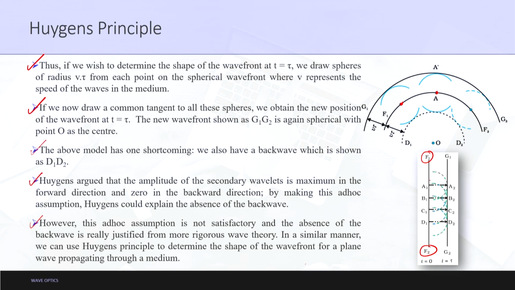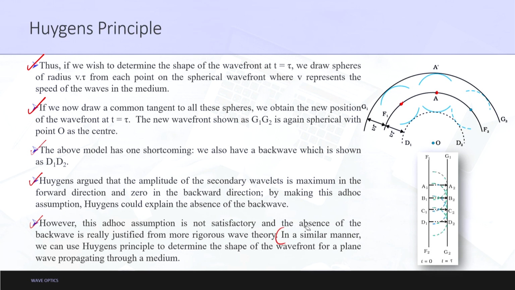Quite easy. We will take any of the points on the wave front at t equal to 0 and draw a sphere of radius equal to v into tau. As I already told you, distance is equal to speed into time. We will make different spheres, and after making these spheres we will draw a common tangent to all of them, and then we can directly find the wave front at some t equal to tau. So, this was the complete explanation of the last line here.